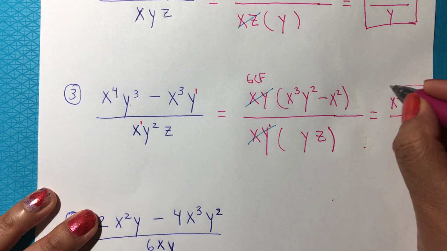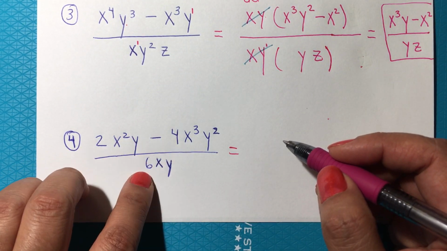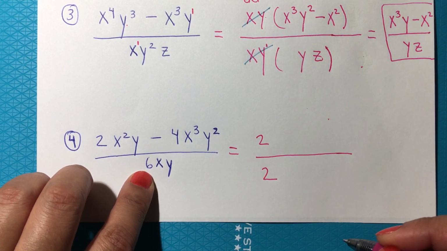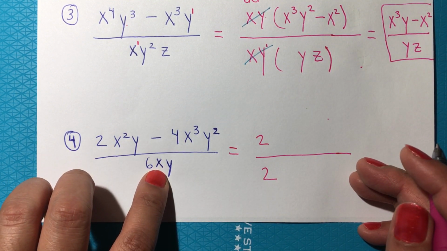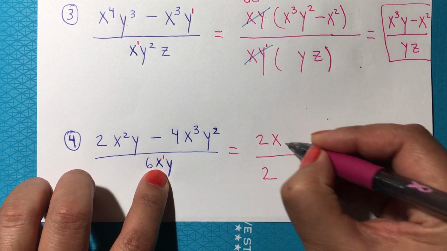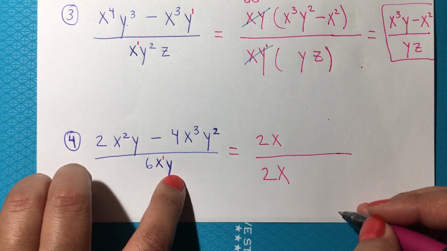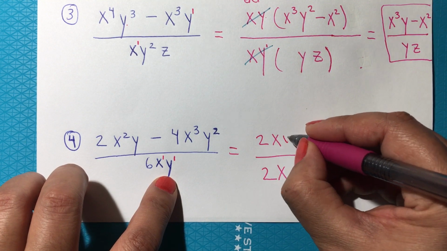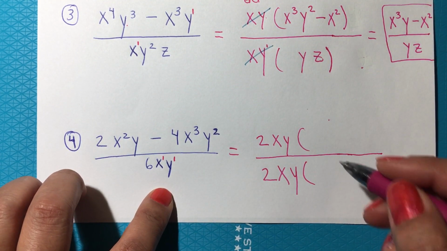And you can put the parentheses or just leave it like that. Last one. What can go into 2, -4, and 6? It's 2. We're going to put it in the numerator and denominator. For x, do we have it in all terms? Yes. Which one is the smallest exponent? It's x to the 1st power, so we just put it in both of them. And for y, do we have it in all of them? Yes. The smallest one is, well, either one of these is y to the 1st power. So that's going to be my greatest common factor.